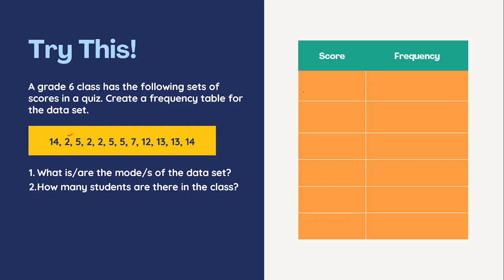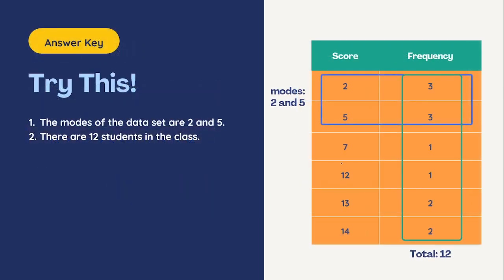First of all, the smallest number is 2. How many times is 2 coming? 1, 2, 3. 3 times it is coming. Then you can take 5. How many times is 5 coming? 1, 2, 3. 3 times 5 is coming. Like that we will prepare the frequency table. Okay, so you can see 2 is coming 3 times, 5 3 times, 7 1 time, 12 1 time, 13 2 times, and 14 2 times. So like that we have made the frequency table.